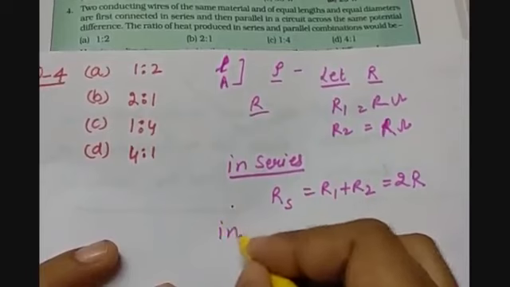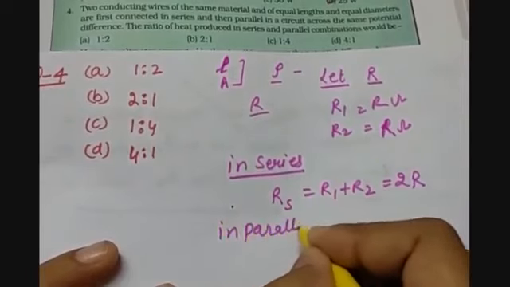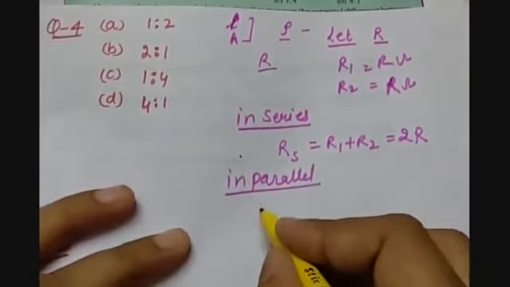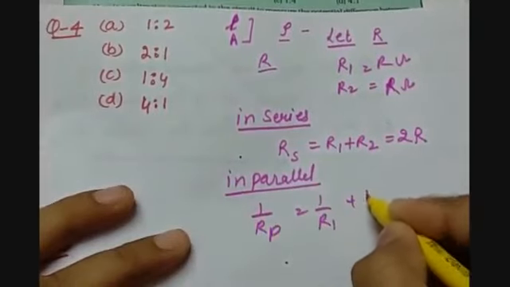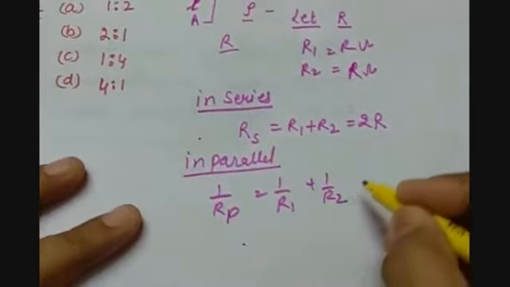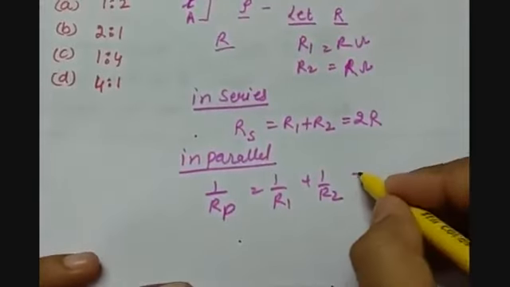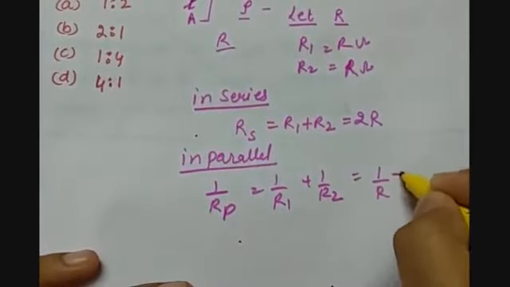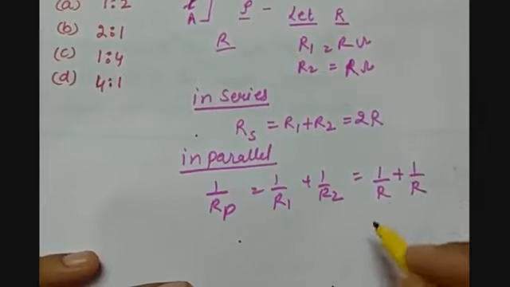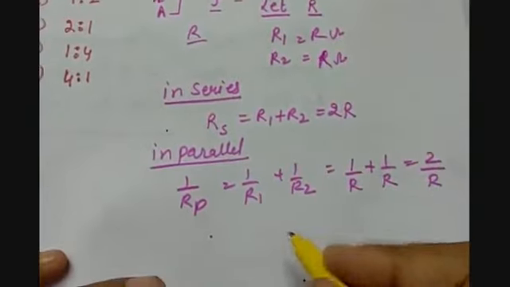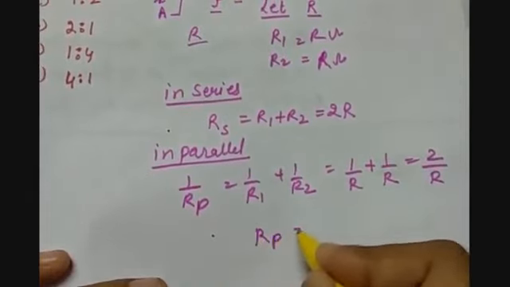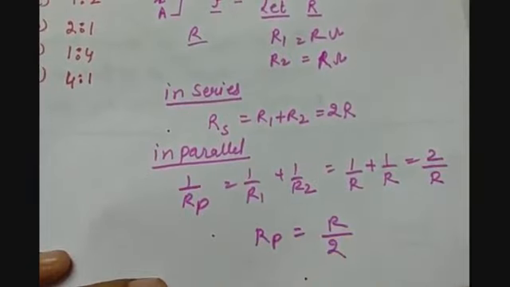And in parallel, 1 upon Rp is equal to 1 upon R1 plus 1 upon R2. Here R1, R2 are the same, so we will have 1 upon R and 1 upon R. So this will be 2 by R, and Rp will become R by 2.